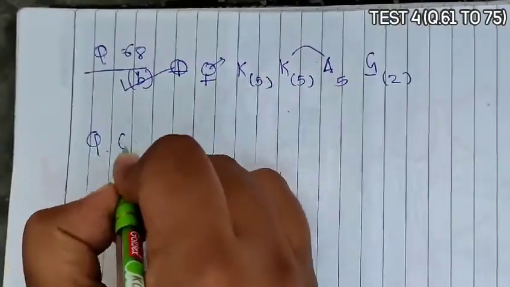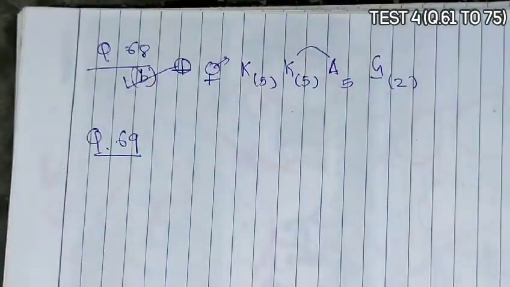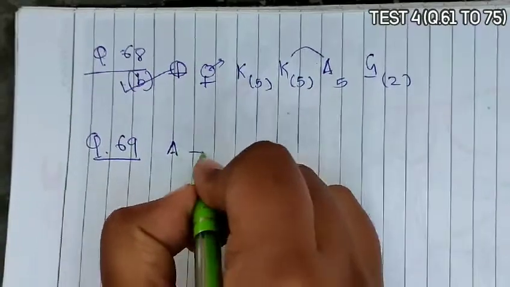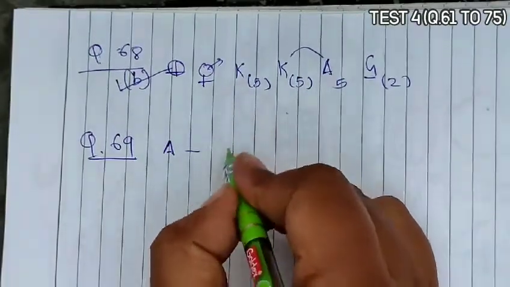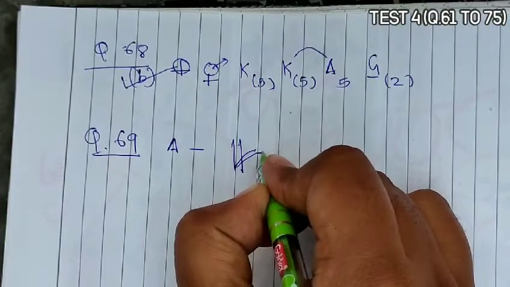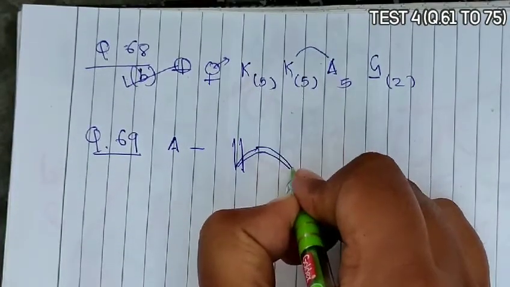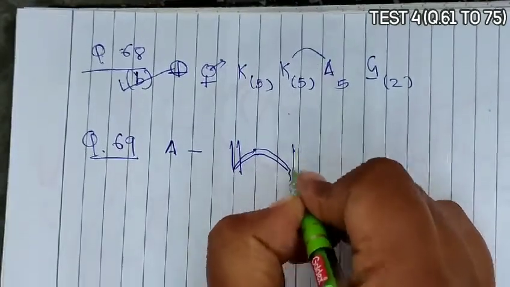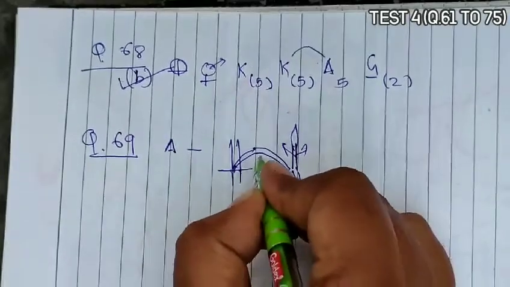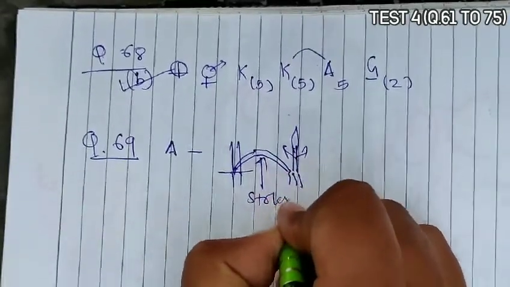Next is question 69. Parts of the two plants were observed. Structure A shows that structure A develops aerially and produces roots when it comes in contact with the soil, means here it will again develop a new plant. So this type of aerial stem modification is known as stolon.